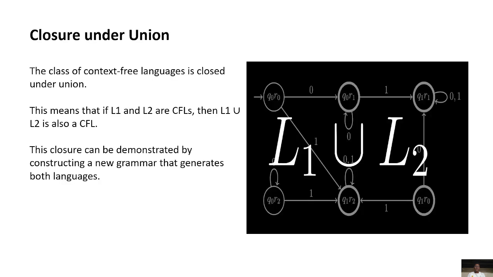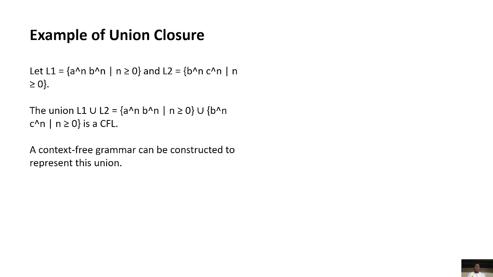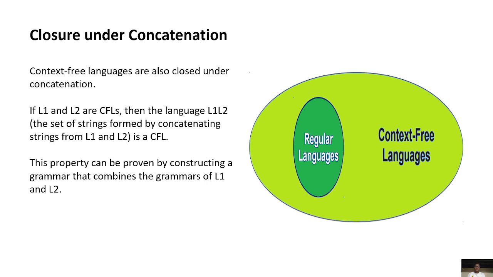Closure under union. The class of context-free languages is closed under union. This means that if L1 and L2 are CFLs, then L1 ∪ L2 is also a CFL. This closure property can be demonstrated by constructing a new grammar that generates both languages. Example of union closure: a context-free grammar can be constructed to represent this union.